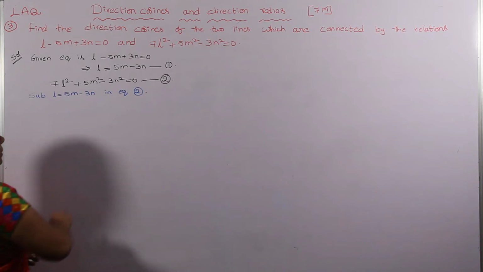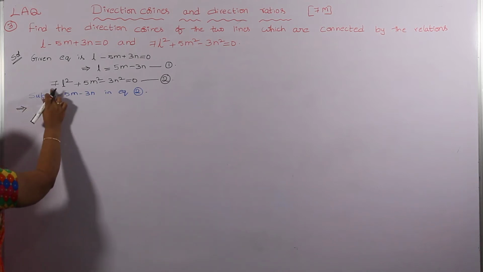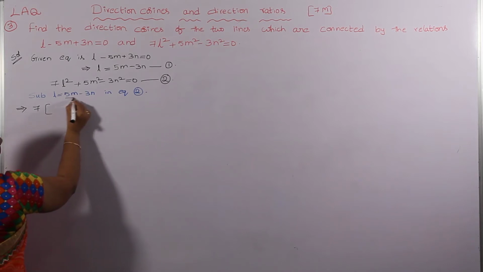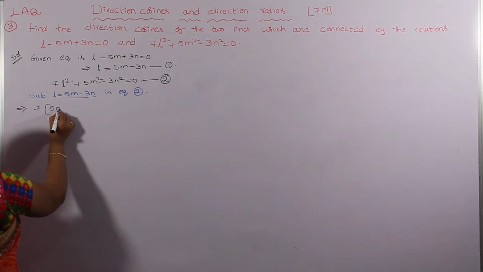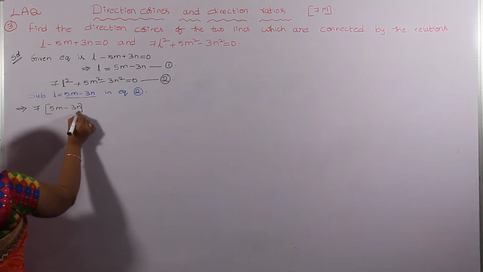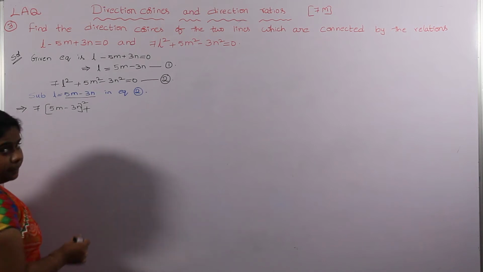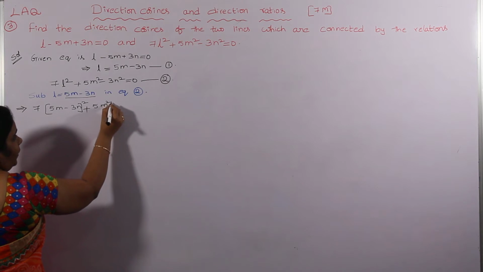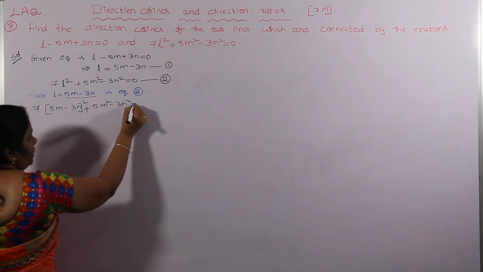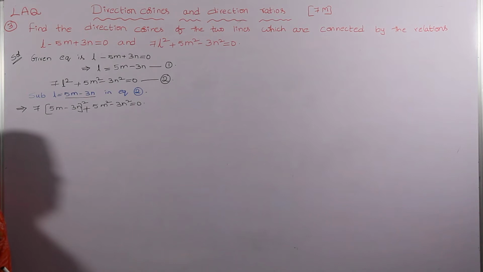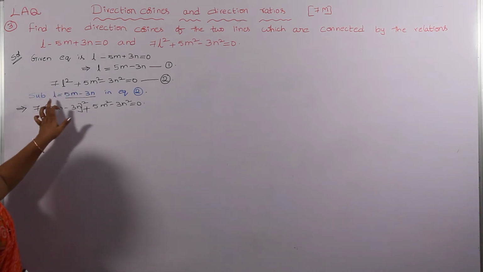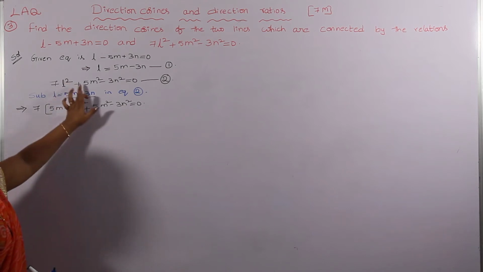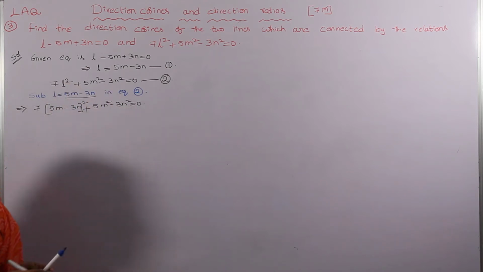Equation 2 implies 7 into l, which is 5m minus 3n. Substitute here 5m minus 3n whole square, plus this 5m square minus 3n square, take it as it is, 5m square minus 3n square is equal to 0.